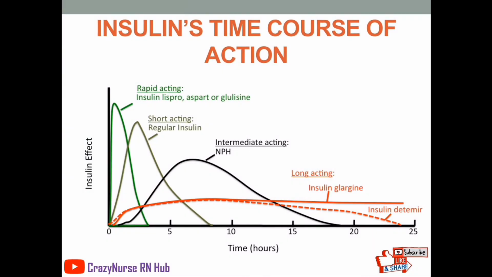We also have the insulin's time course and action. So we have here a line graph illustrating the insulin effect and the time or hours of its duration. We also have here the different categories of your insulin. We have your rapid-acting, short-acting, intermediate-acting, and long-acting insulins.